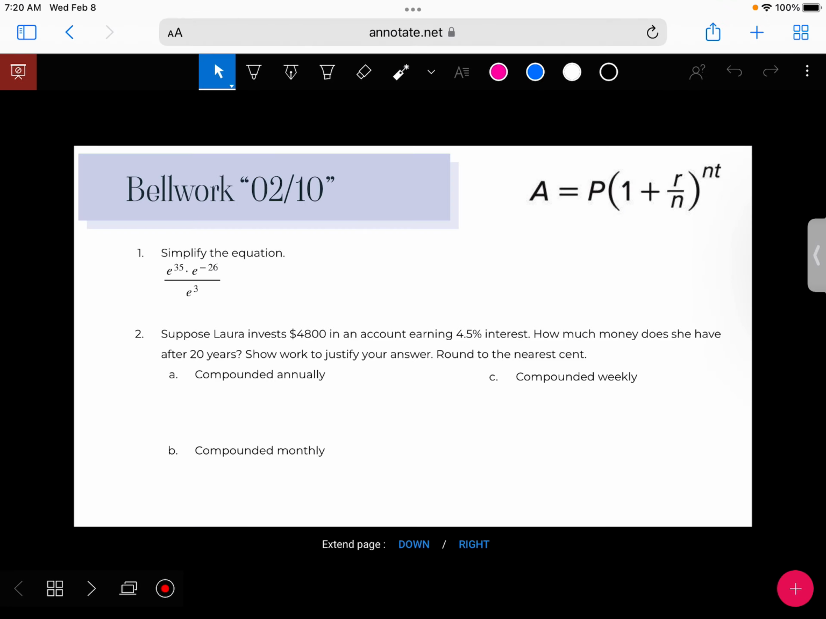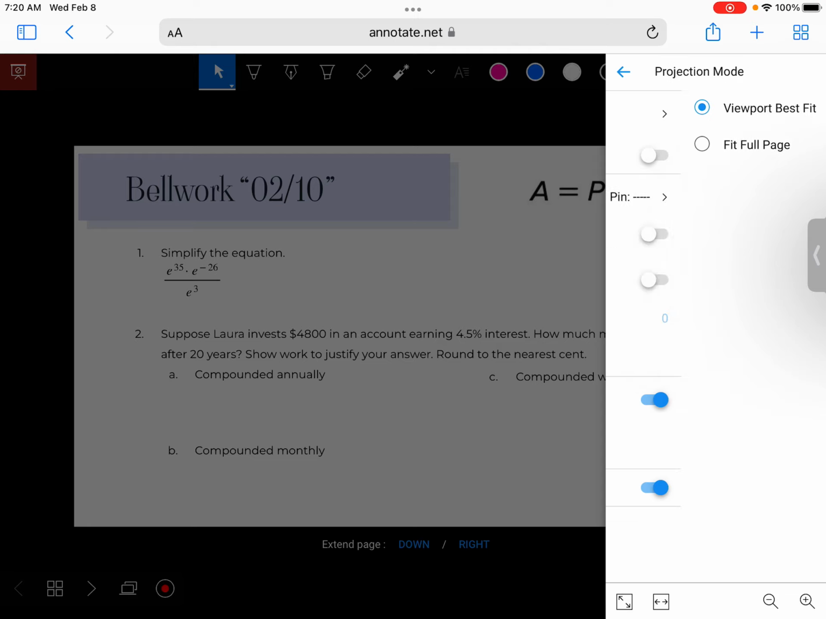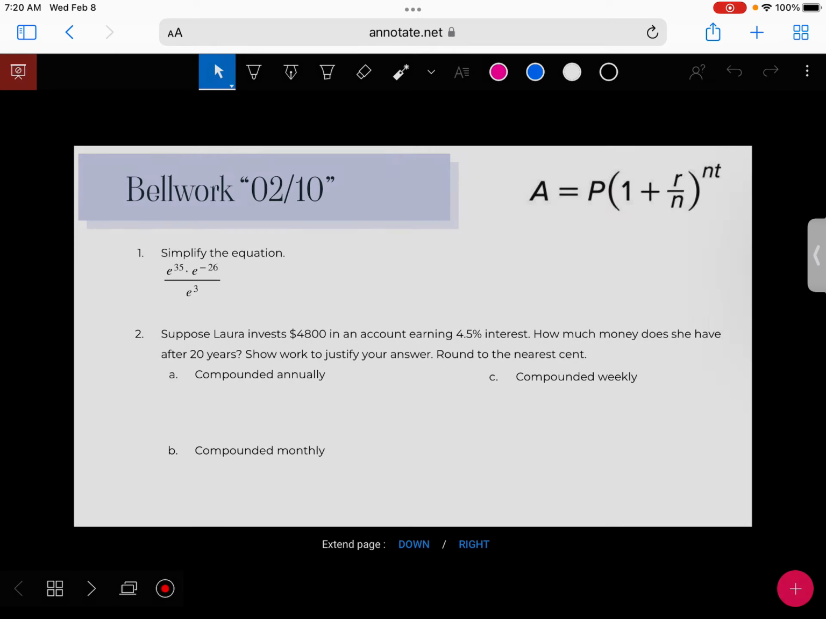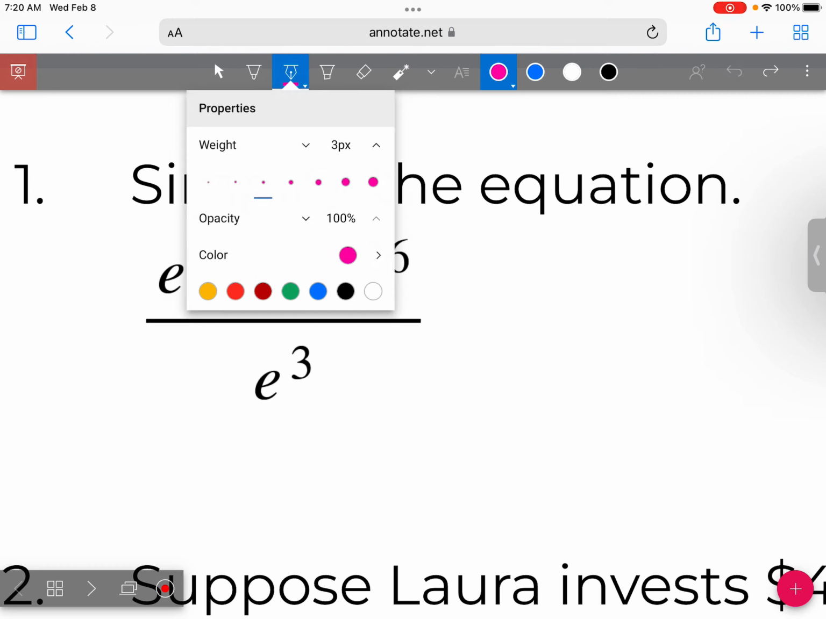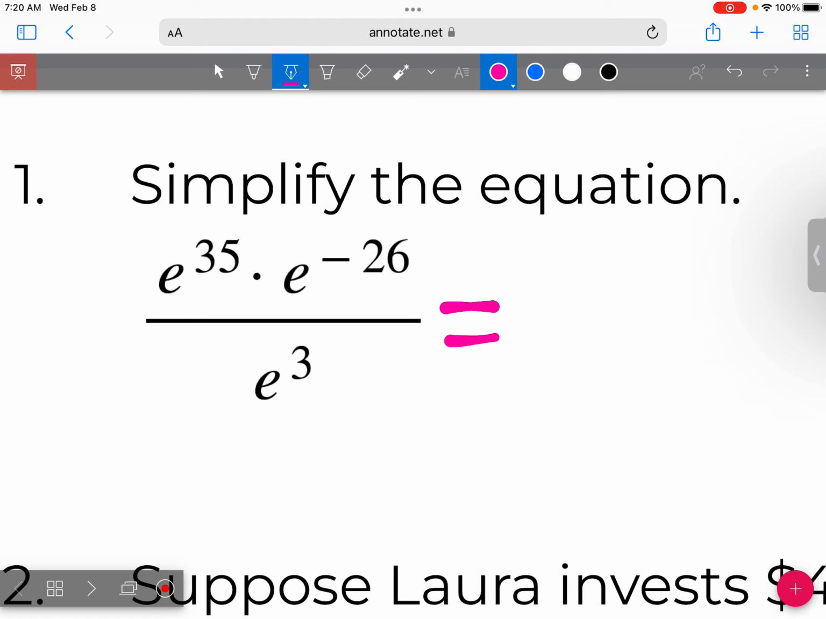So, the first one asks us to just simplify the equation. We're working with our power rules. You divide 35 by 3? What should we do first before we do that one? Not separate them, but we have 2 on top, right? We can combine those, right? Because they have like bases. So if they have like bases, we can always combine their exponents, right?